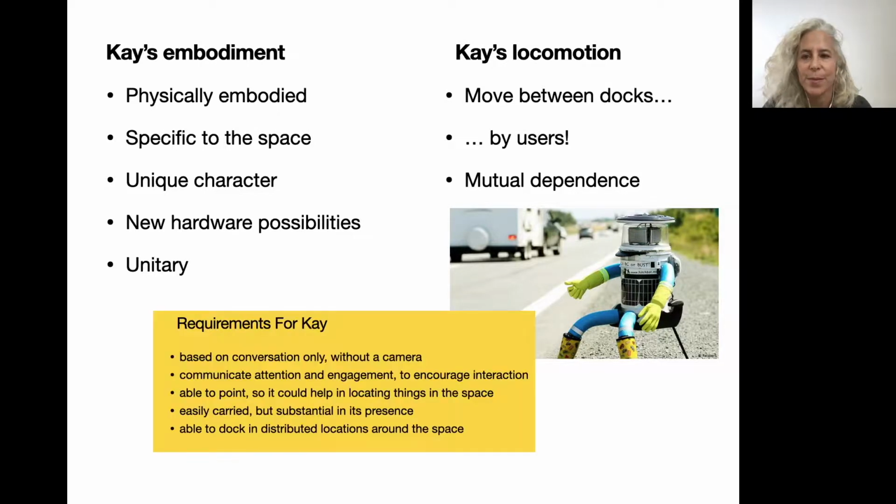The requirements for K were emerging from the scenarios and discussions. K would be based on conversation only, without a camera. It should communicate attention and engagement to encourage interaction, be able to point so it could help in locating things in the space, be easily carried but substantial in its presence, and be able to dock in distributed locations around the space.